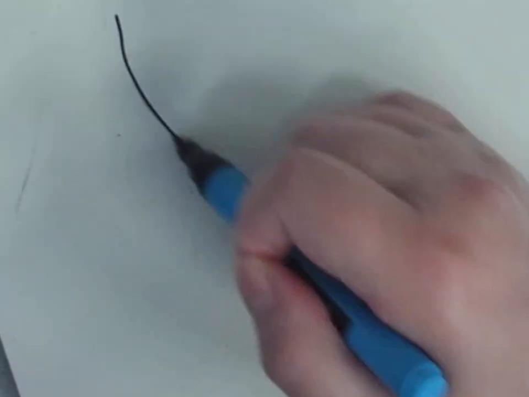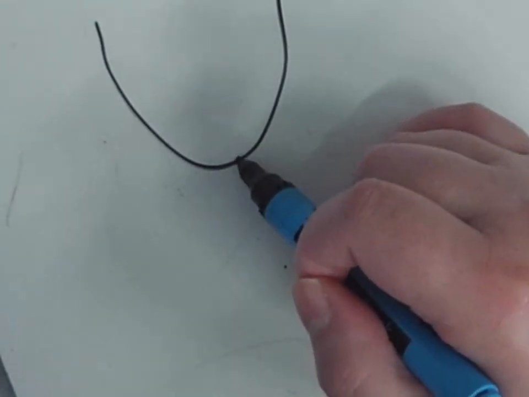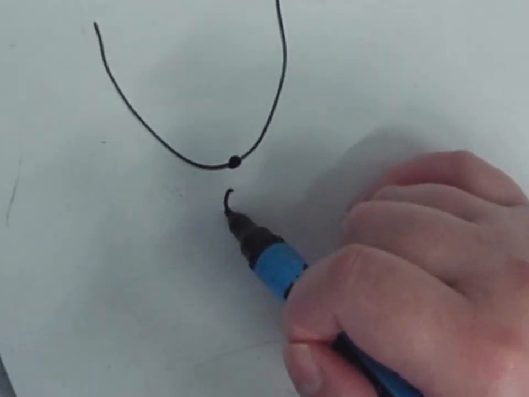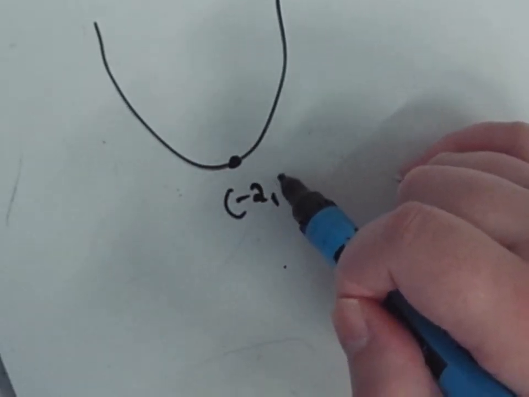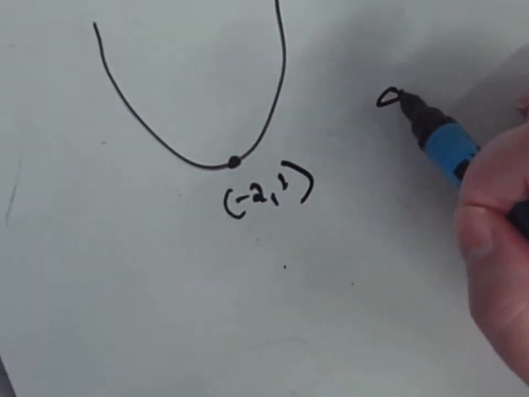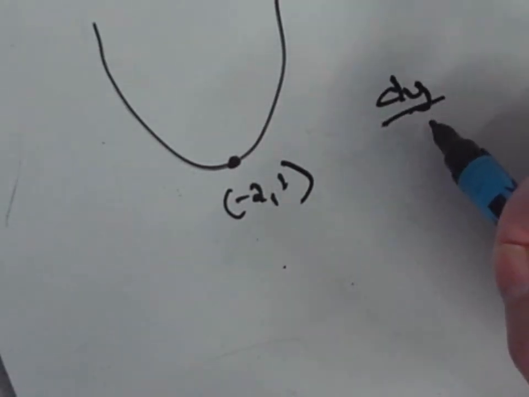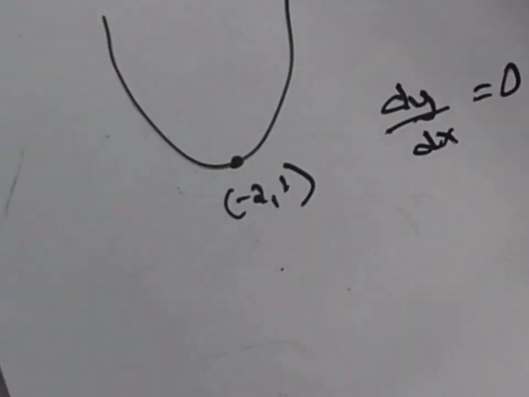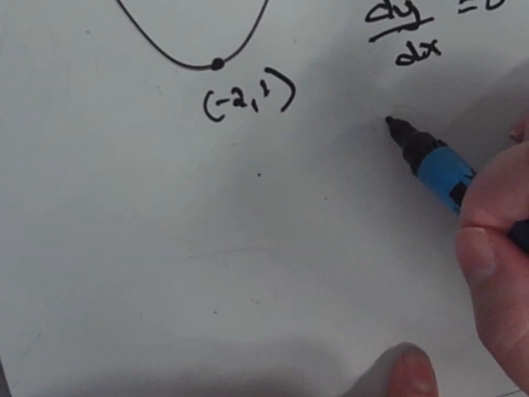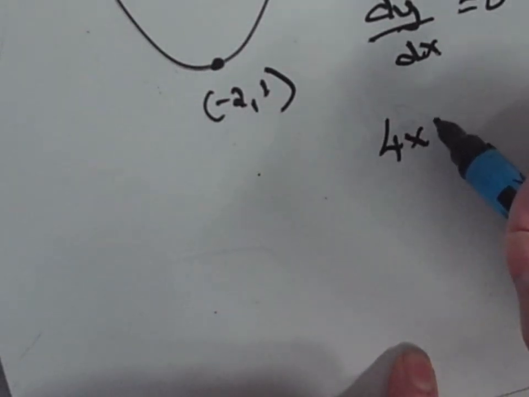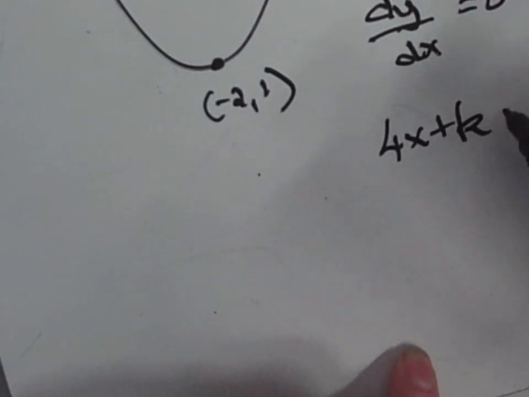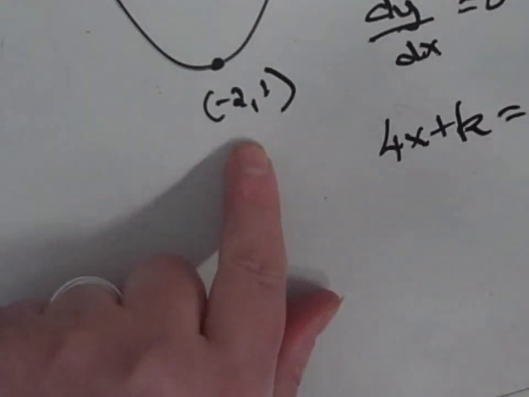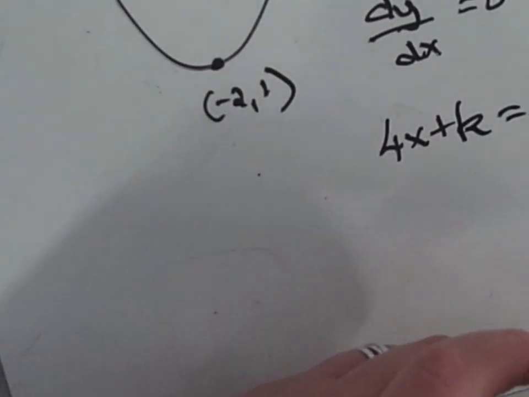So we have a curve. A turning point is here. It just means we have a point on the curve. And at the turning point, dy/dx equals 0. That's the rule. But you have dy/dx, don't you? What is dy/dx? 4x plus k. So 4x plus k equals 0. You have x, because x is what? Minus 2. Minus 2, get k.